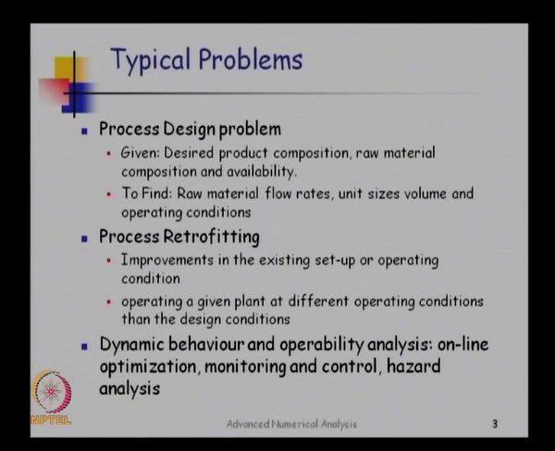And a problem that always comes when you are operating a plant is control or online optimization. Dynamic behavior and operability analysis is an integral part of operating any complex chemical plant. First of all, you have to monitor and control the plant. You have to make sure that it is operating safely. You may have to carry out hazard analysis, conduct what if studies. You may want to do online optimization, run the plant in an optimal way, and all these exercises cannot be done without mathematical modeling and subsequently solving these mathematical models using numerical analysis. So numerical analysis is at the heart of all these exercises that we have to undertake as a chemical engineer.